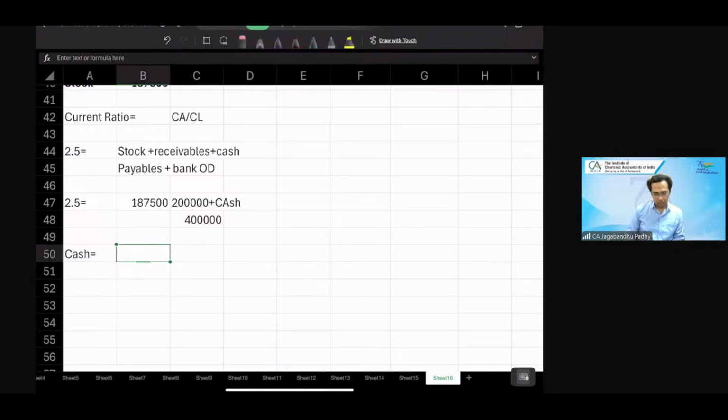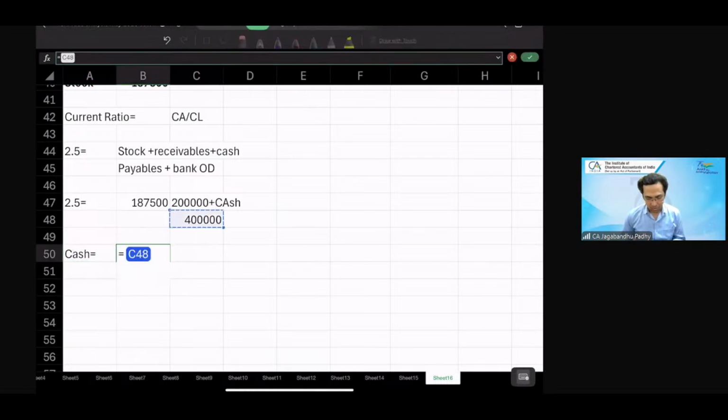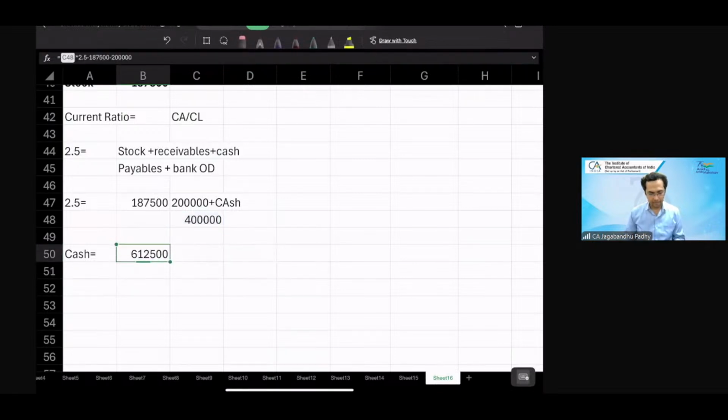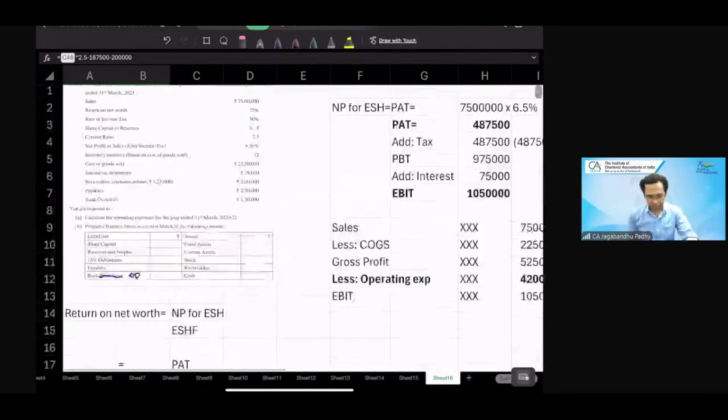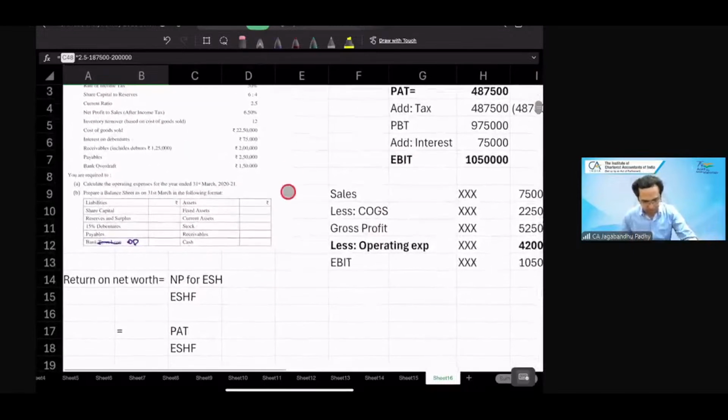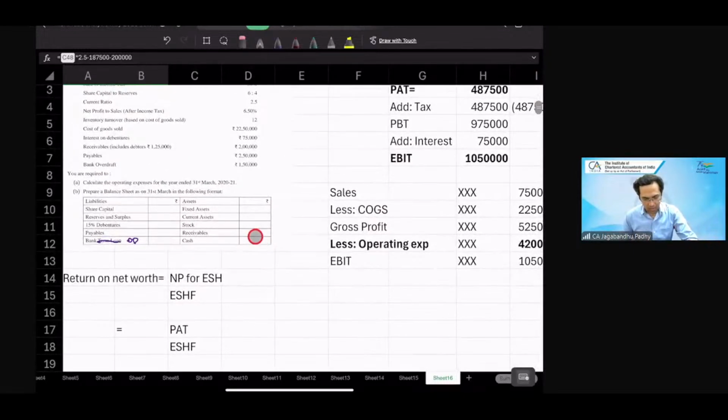4 lakh into 2.5 is 10 lakh, minus 1,87,500 and minus 2 lakh, gives 6,12,500. Correct. So that's the cash balance that we have got. So we are done with cash, receivables, and stock. Current asset total is also done.